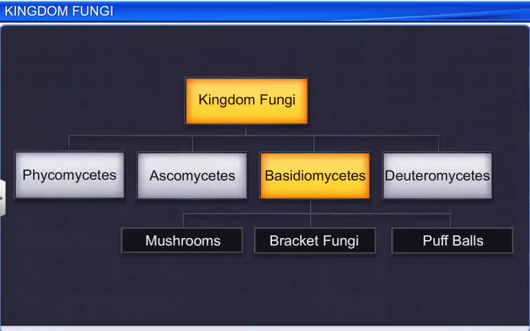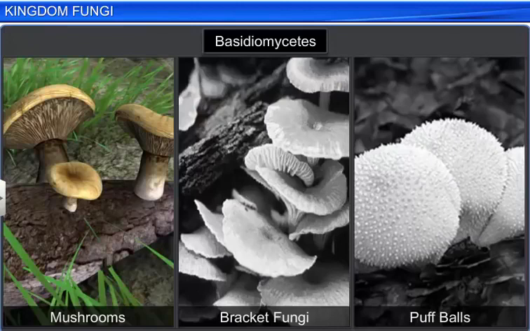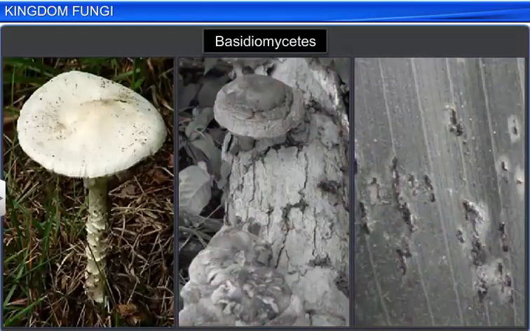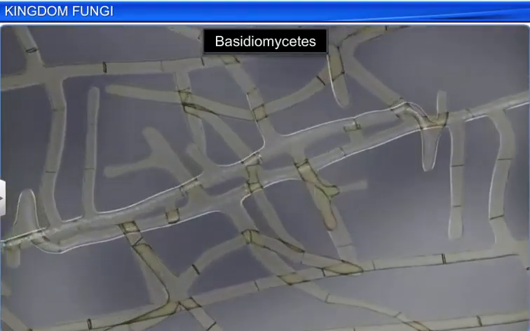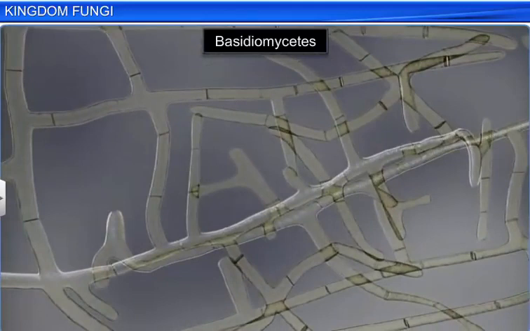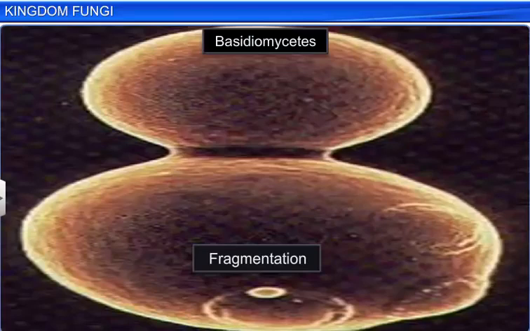Some common examples of Basidiomycetes are mushrooms, bracket fungi, and puffballs. They grow in soil, on logs, and inside plant bodies as parasites such as rust and smut. Like Ascomycetes, Basidiomycetes too have branched and septate mycelium. Vegetative reproduction by fragmentation is a common form of reproduction among Basidiomycetes.